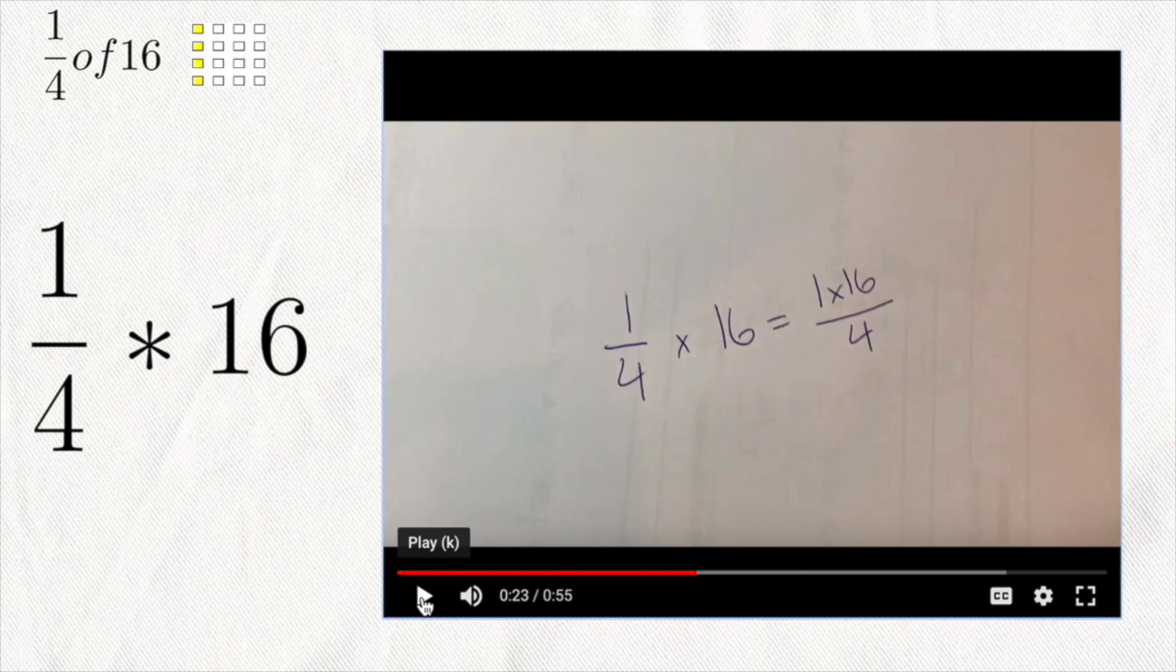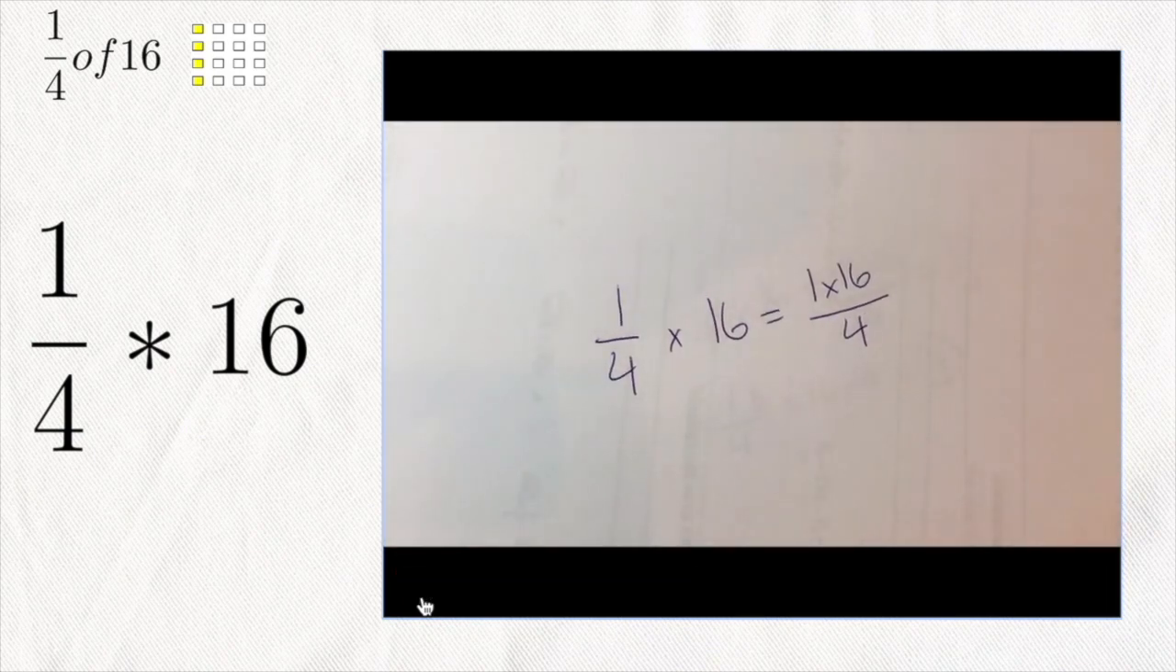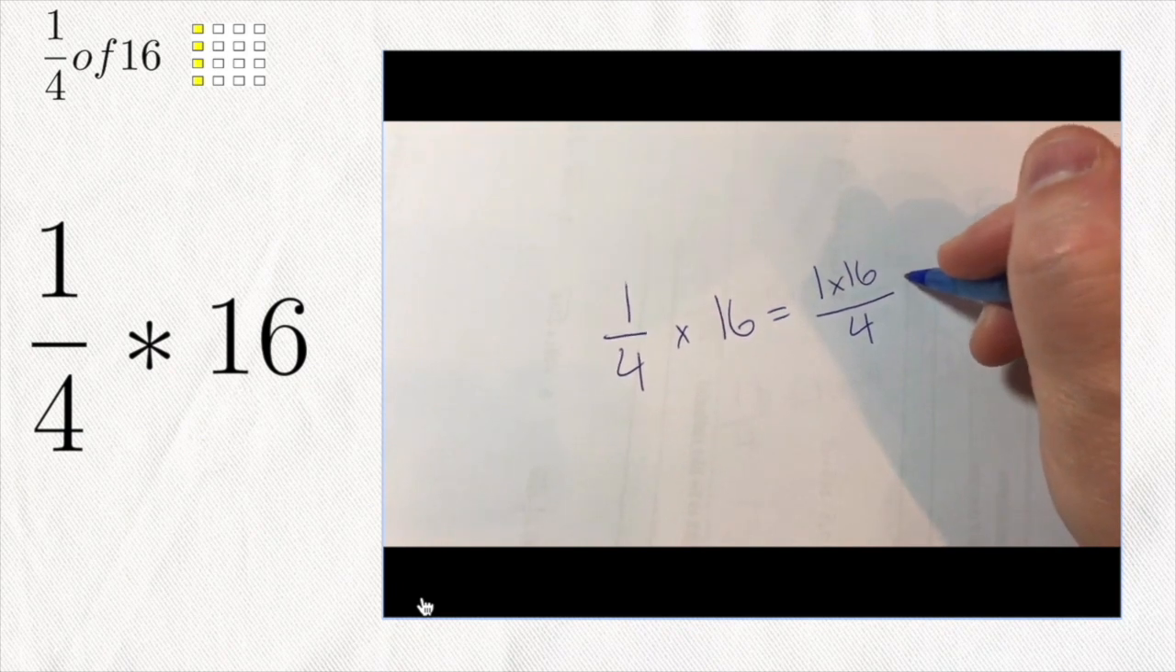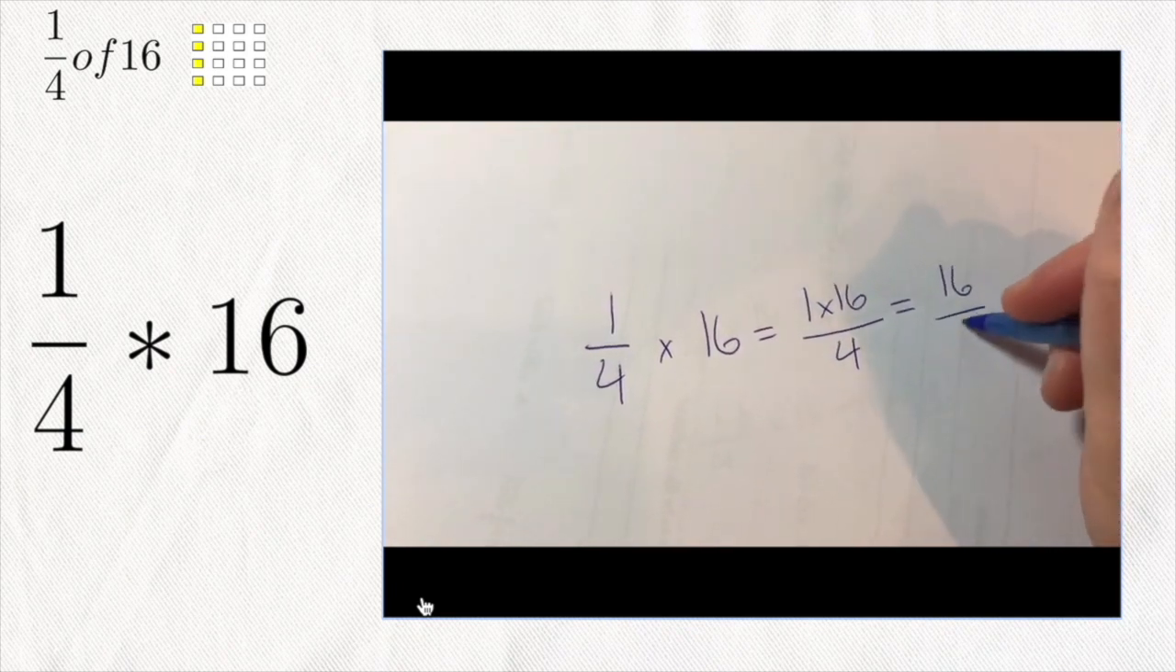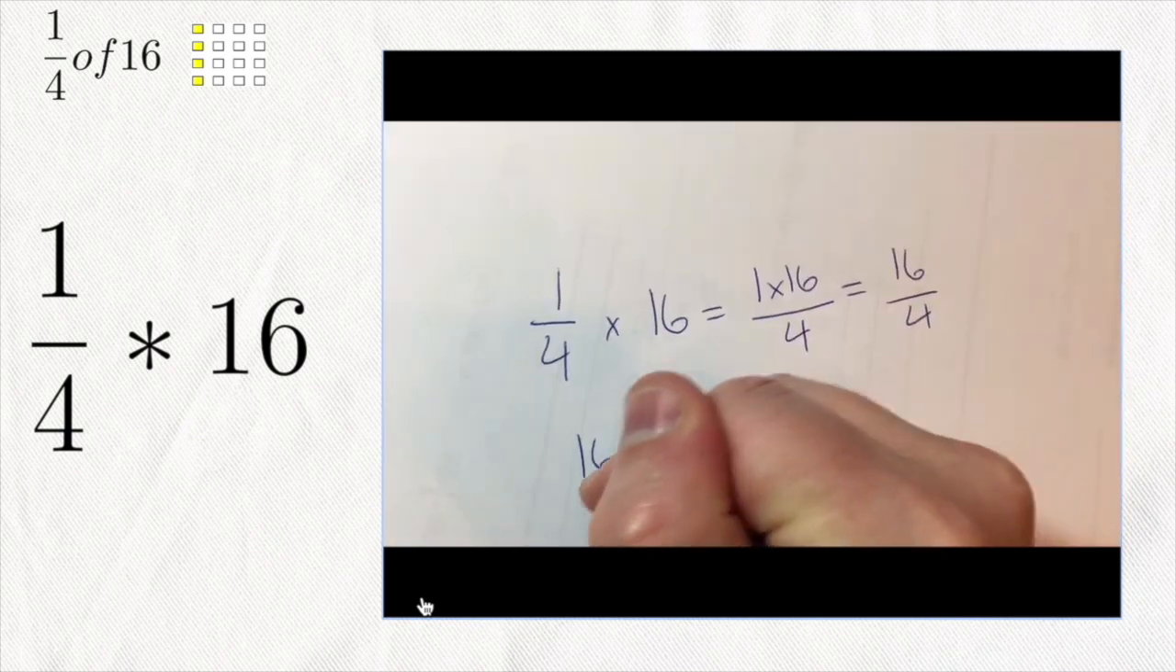And when we do that, we know we would get 16/4 because we add the numerators and we don't add the denominators because the denominators just tell us the size of the pieces. So in this case, 1/4 times 16 is the same as 1 times 16 over 4, or 16/4.